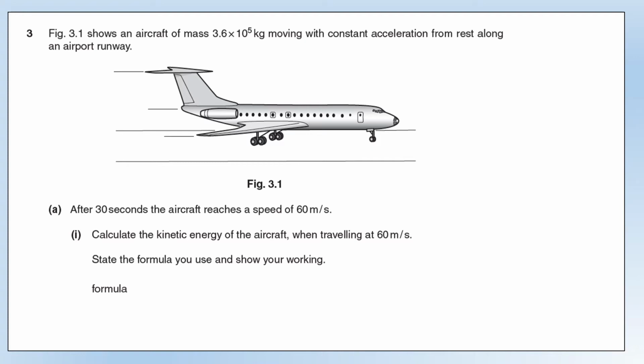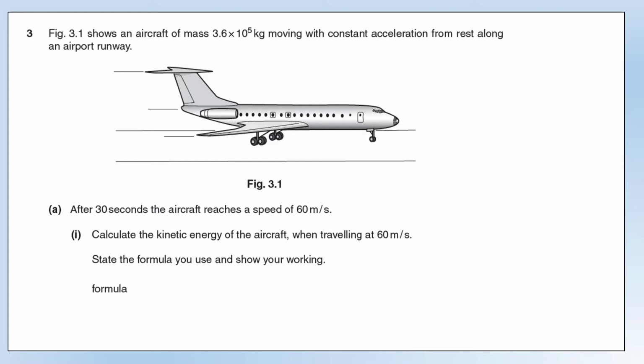Alright, so we're going to take a look at the physics questions from this paper of combined and coordinated science. So we're going to start off looking at some mechanics by the looks of it. So we've got an aircraft with mass 3.6 times 10 to the 5 kilograms, and it's moving with constant acceleration from rest along an airport runway. So after 30 seconds, the aircraft reaches a speed of 60 meters per second.